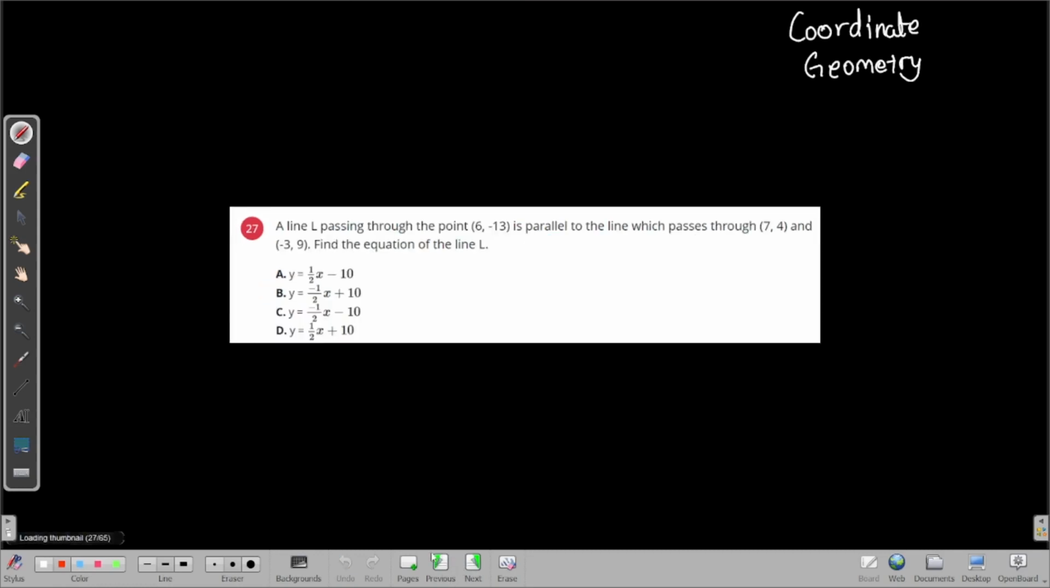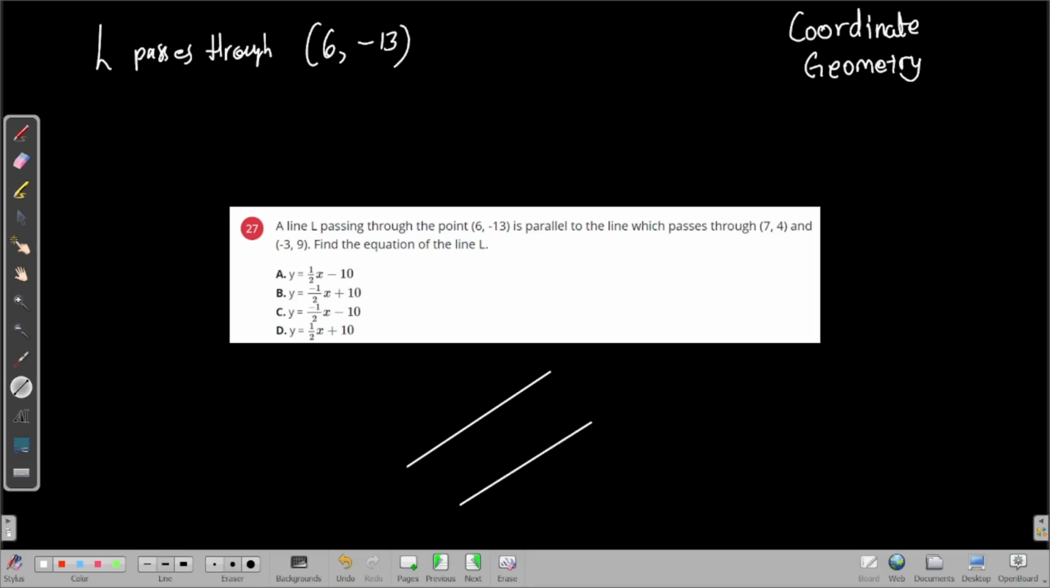Coordinate geometry. A line passing through the point 6, 3 is parallel to another line. Let's call that line L. Okay, L passes through this point. So this L is parallel to another line. This is L, and let's call this other line B. Okay, so they are parallel. That is, they are going in the same direction.